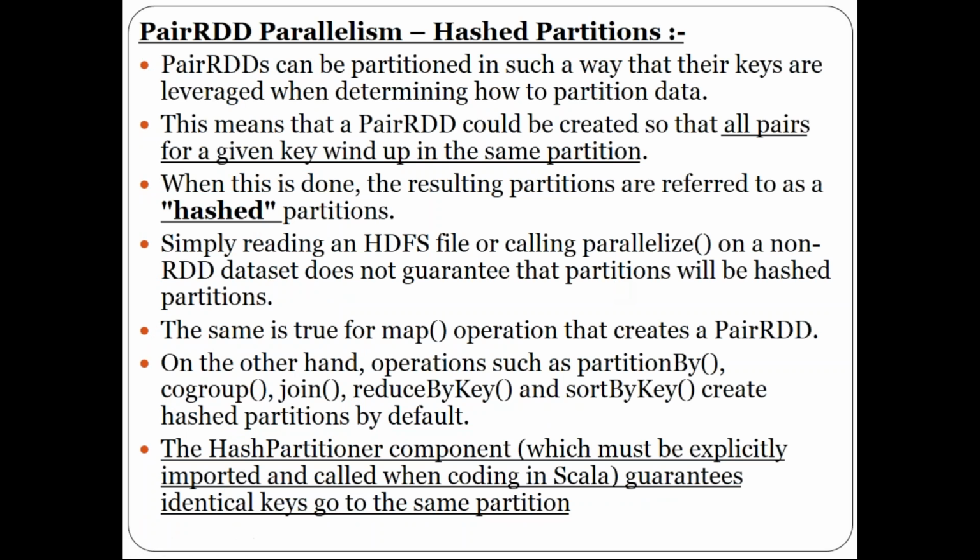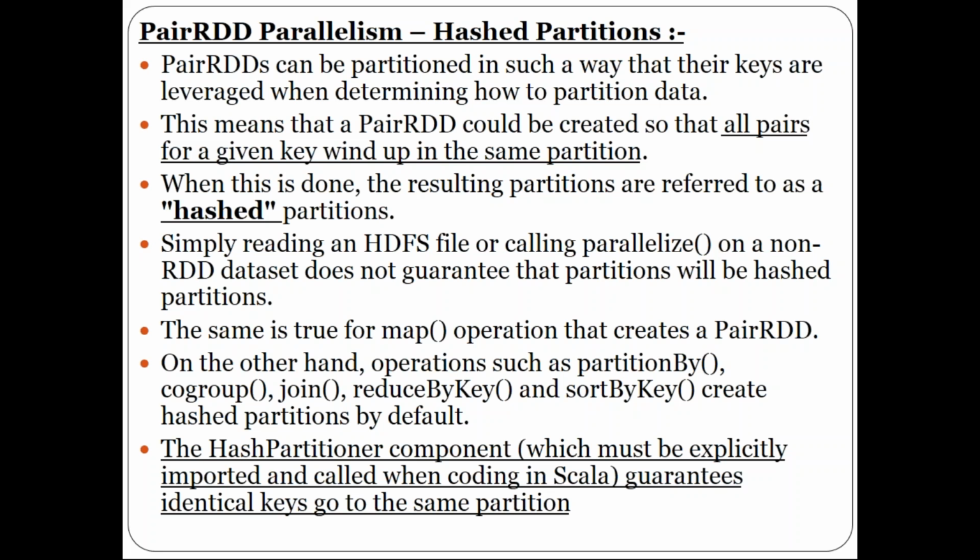Don't worry. Now, I repeat the statement. Paired RDDs can be partitioned in such a way that their keys are leveraged when determining how to partition the data. Means, when you come to an idea how to partition the data, in that phase itself, all your keys and all the keys with the corresponding values will be shuffled. This means that a paired RDD will be created so that all pairs for a given key wind up in the same partition. Okay. Now, when this is done, resulting partitions are referred to as hashed partitions. Hashed partitions mean all pairs for a given key wind up in the same partition. I repeat, all pairs means all pair of values for a given key wind up in the same partition.